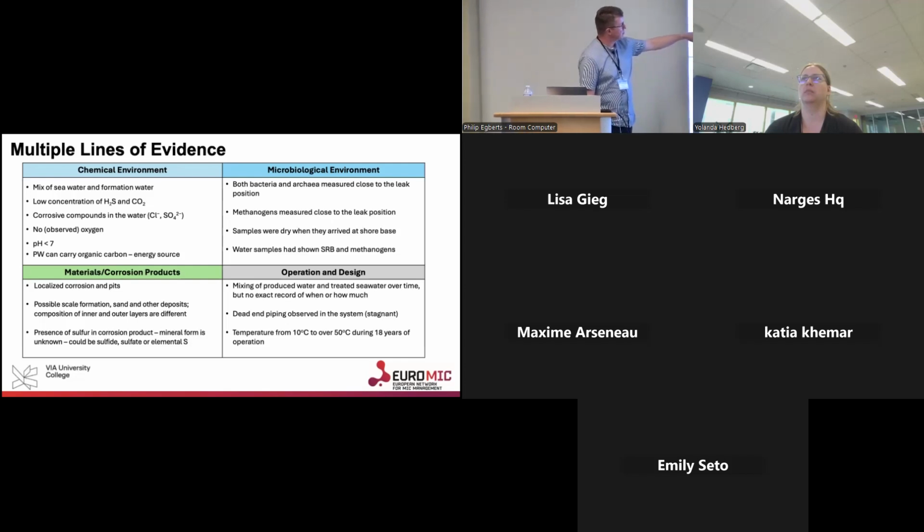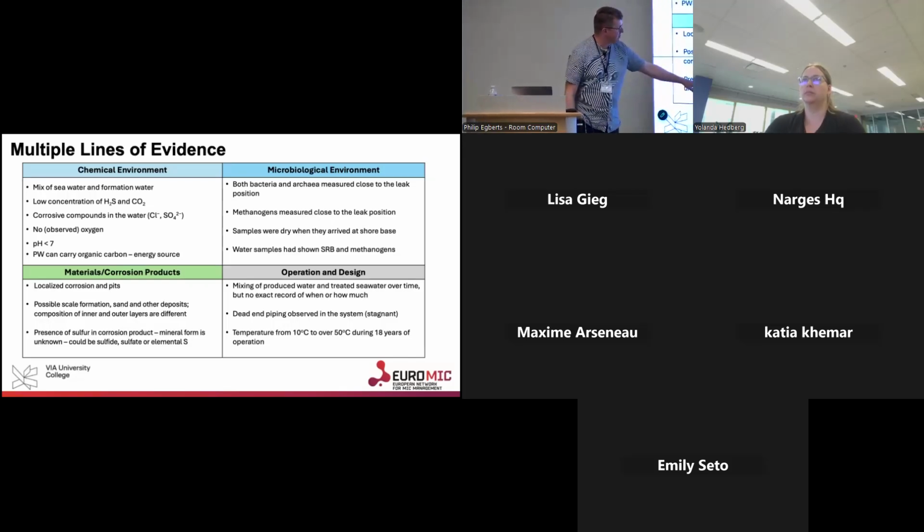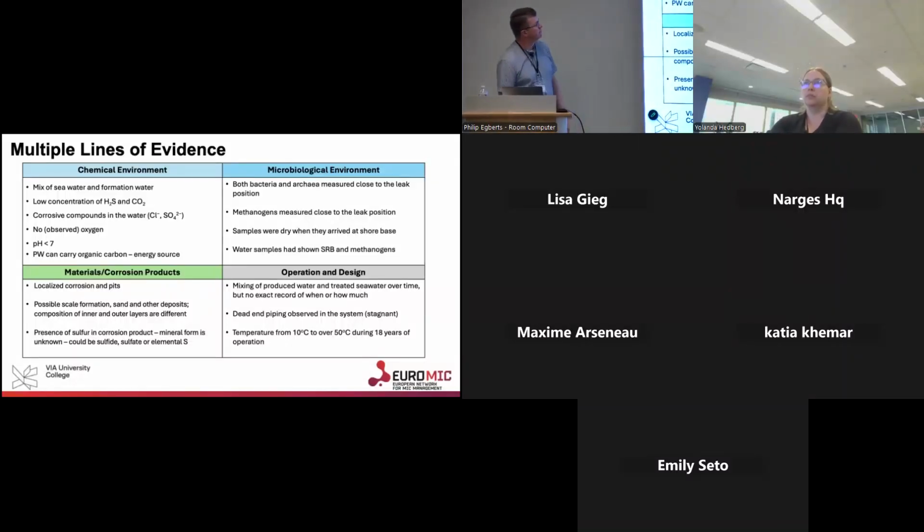We found localized corrosion in pits. We found scale formation, sand, and other deposits, and the composition of the inner and outer layers is different, so the black and the brownish. There is presence of sulfur in the corrosion products. The mineral form is unknown; it could be sulfide, sulfate, or elemental sulfur.